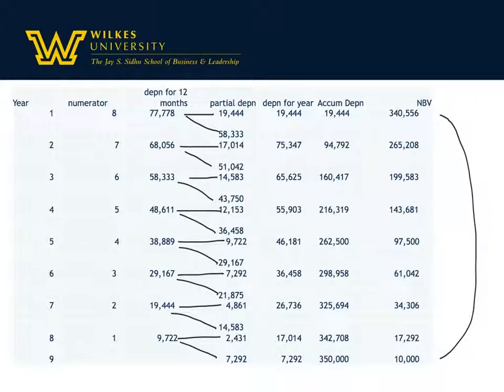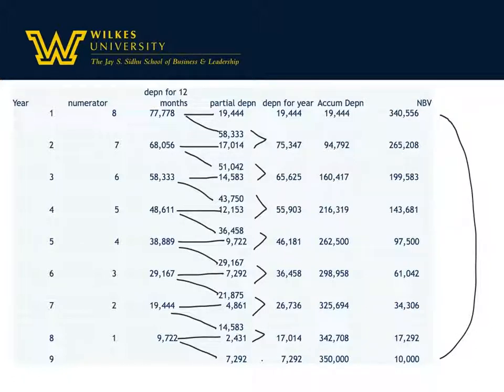Now all we've done is break it apart according to years. But what we're recording for depreciation is, the first year, $19,444. The second year, we're combining the rest of that first year of $58,333 and the beginning of the second year of $17,044. That gives us $75,347. Same thing goes with the third year, fourth year, fifth year, sixth year, seventh year, eighth year, and our little partial year.